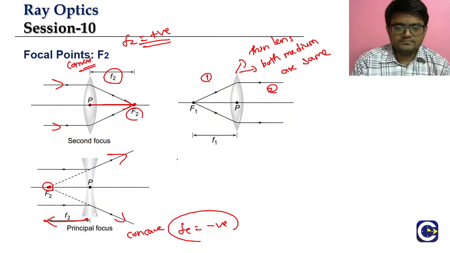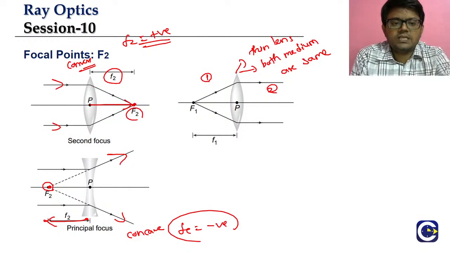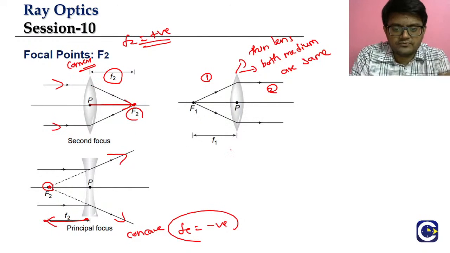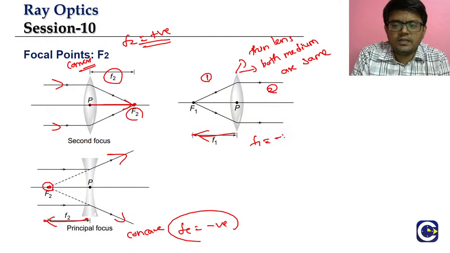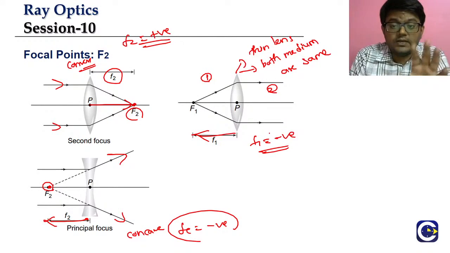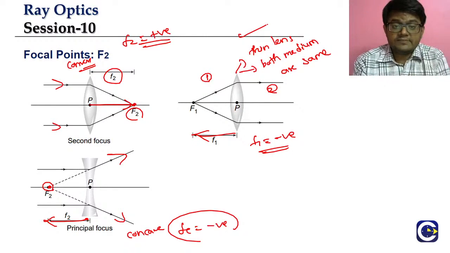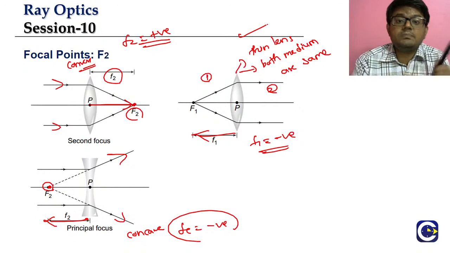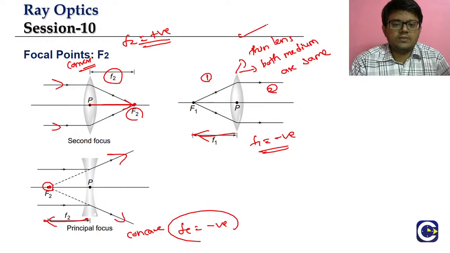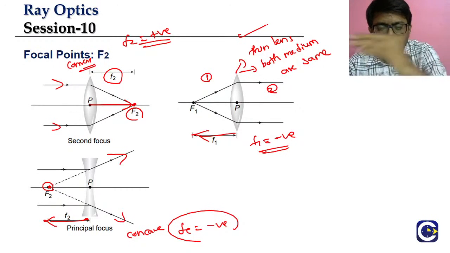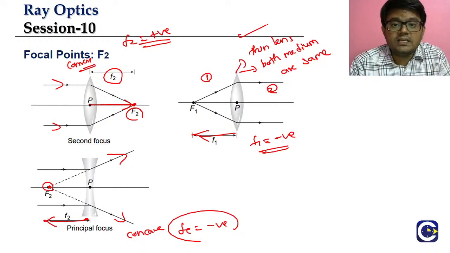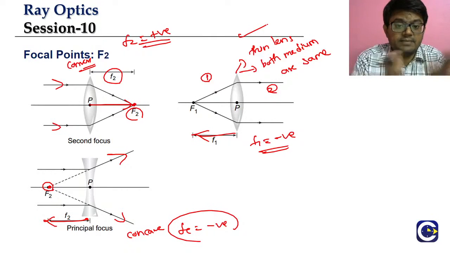If these two conditions are satisfied, then the f1 and f2 values will be numerically the same. Sign wise they will be different, because in the case of the convex lens, f2 is positive, but f1 we have already seen is negative. Numerically they will be the same when the lens is a thin lens and the left side and the right side have the same medium. Then we will have the principle of reversibility of light, because when light rays go from one medium to another in a particular path, they will be able to exactly come back in the same manner. That will be applicable when we have the thin lens and both sides have the same medium.